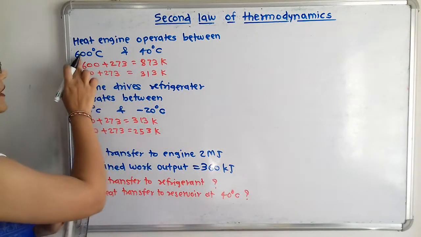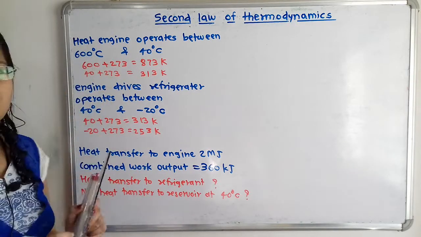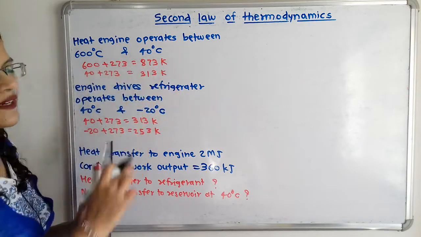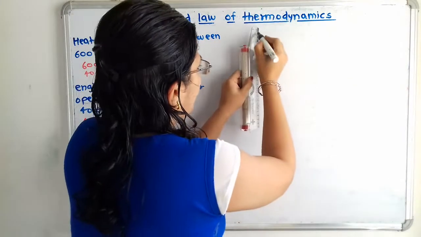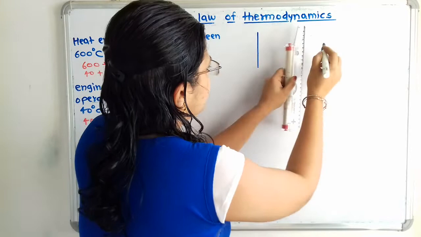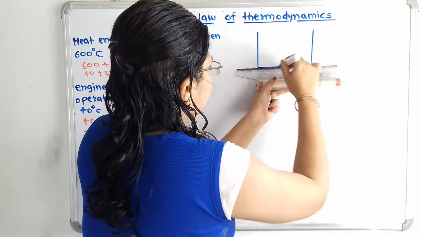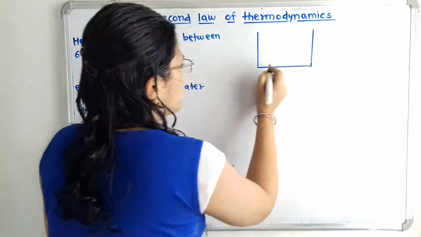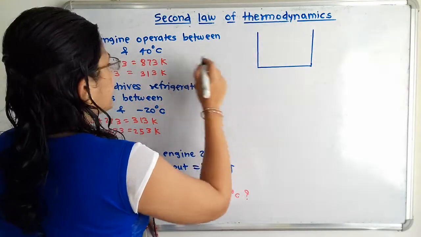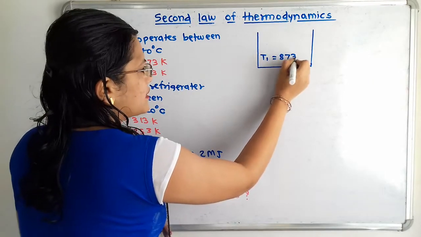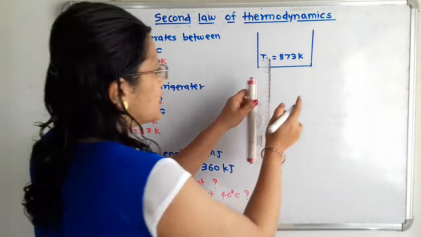The higher temperature reservoir is at 600 degrees Celsius. We will convert this into Kelvin, that is 873 Kelvin. I will draw here the higher temperature reservoir for the heat engine. So here we will say temperature T1, T1 is equal to 873 Kelvin. Now this is the heat engine.